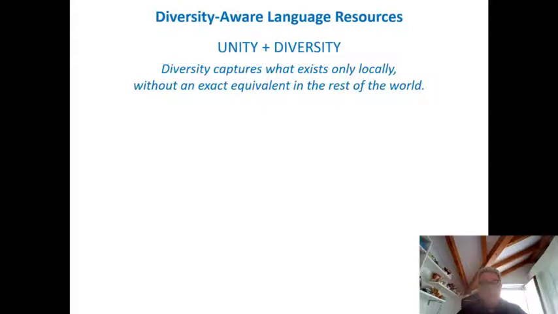All of us eat food and drink. Most of us like mountains or sea, but then there is diversity. The mountains are different and the food is different, and so on and so forth. So the fundamental issue here is how do we represent this kind of diversity?